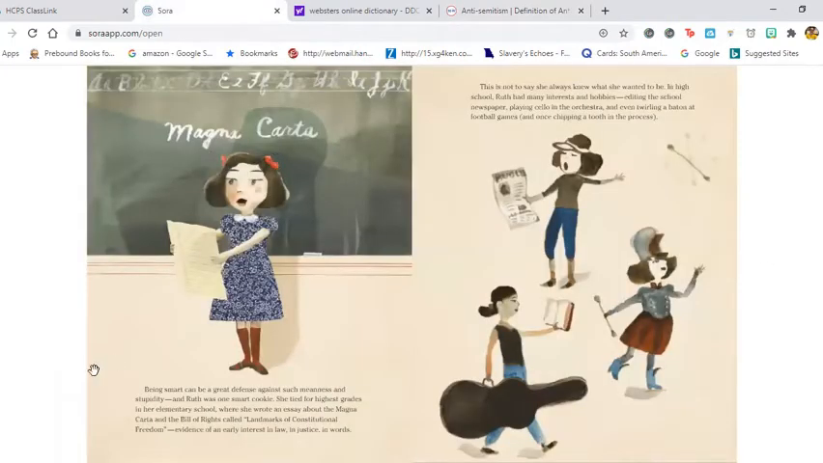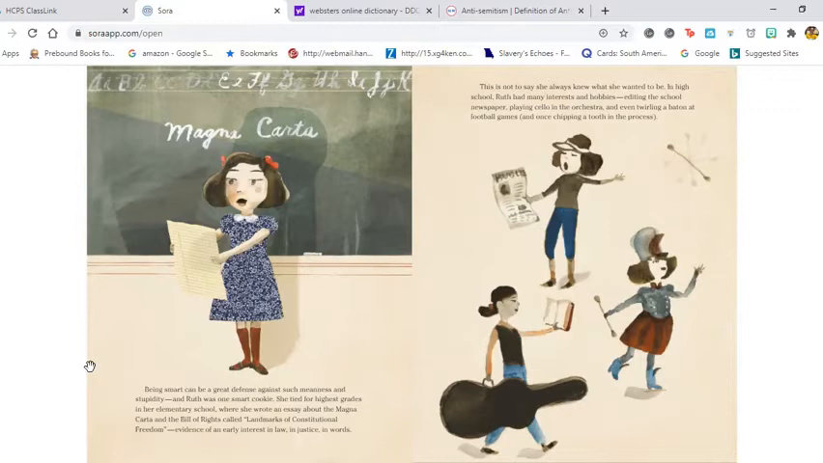Being smart can be a great defense against such meanness and stupidity. And Ruth was one smart cookie. She tied for the highest grades in her elementary school. She wrote an essay about the Magna Carta and the Bill of Rights called Landmarks of Constitutional Freedom, evidence of an early interest in law and justice in words.